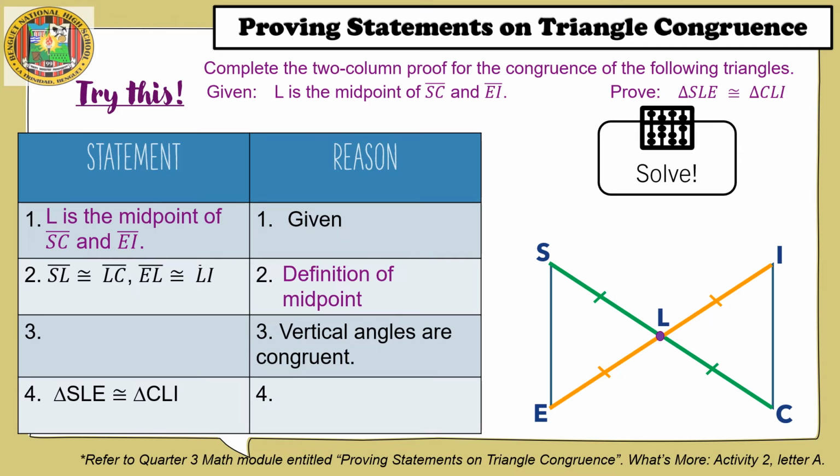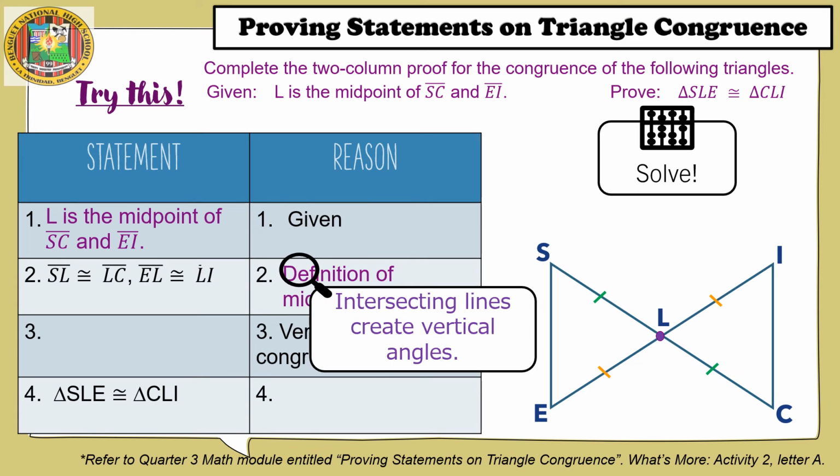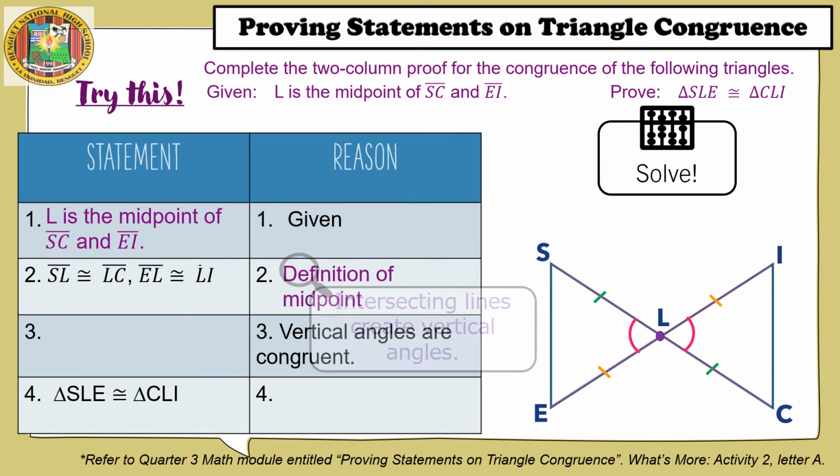Next, we need to provide the statement which is supported by the theorem that vertical angles are congruent. To identify which angles are said to be vertical, we observe the figure. Recall that intersecting lines create vertical angles. Thus, the angles created by the intersecting lines SC and EI are the angles SLE and CLI. And because vertical angles are congruent, the statement we are looking for is angle SLE is congruent to angle CLI.